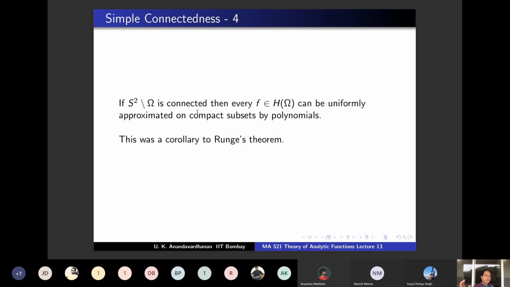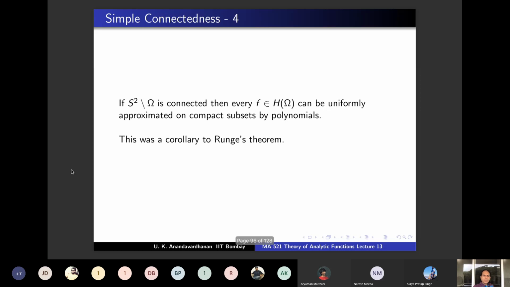So you can approximate by rational functions whose only pole is at infinity. Rational functions with pole only at infinity means polynomials, and the approximation is uniform on compact sets. This is just a corollary to Runge's theorem. If S2 minus omega is connected, by taking A equal to infinity, you have shown that every f can be uniformly approximated on compact subsets by polynomials.